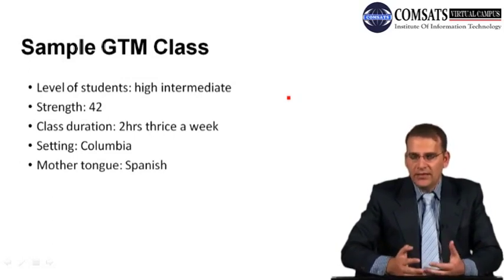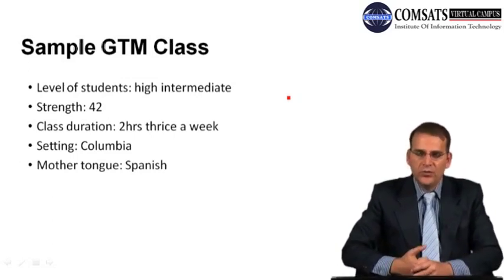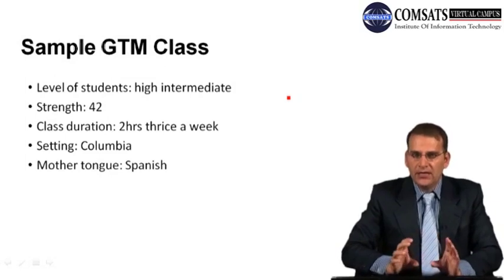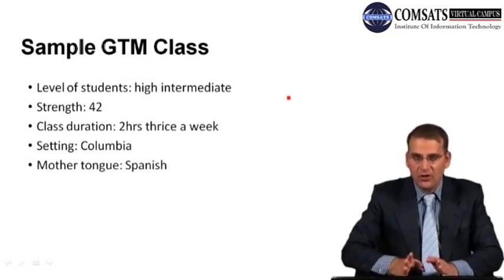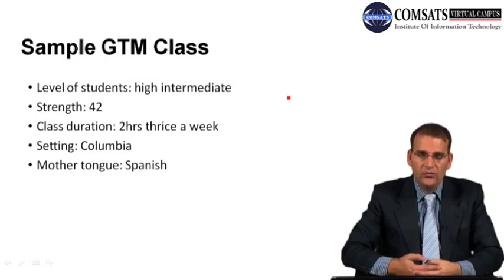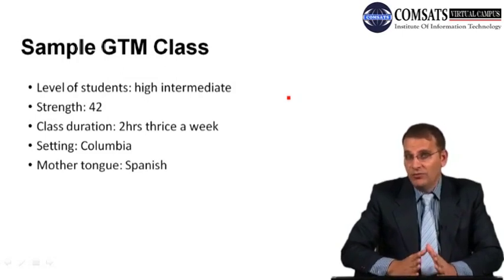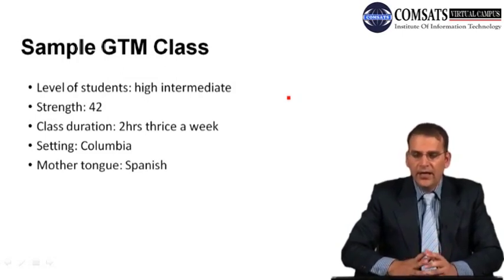So here is the class that you will see in your textbook as well, a class of 42 students. How many students? 42 students are there, and the level is high intermediate. The class duration is 2 hours, and mind you, they meet 3 times a week, so 6 hours a week and 24 hours a month. The setting is Colombia. It's an ideal class setting, and of course their mother tongue is Spanish.